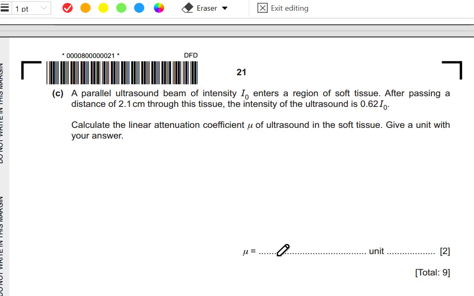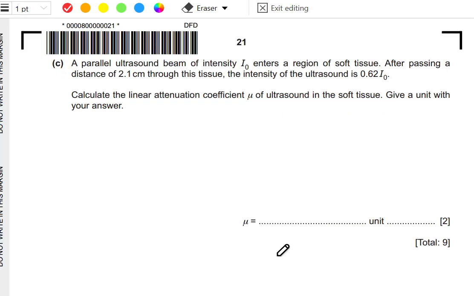A parallel ultrasound beam of intensity I naught enters a region of soft tissue. After passing a distance of 2.1 centimeter through the tissue, the intensity of ultrasound is 0.62 I naught. Calculate linear attenuation coefficient and give the unit.